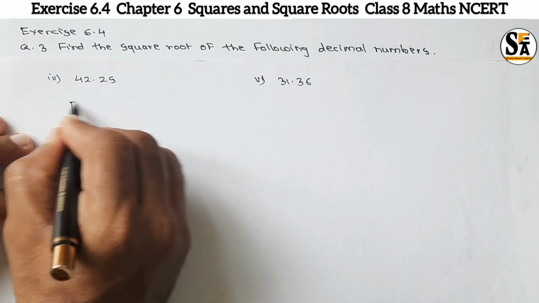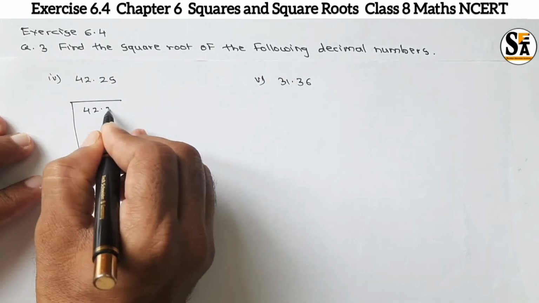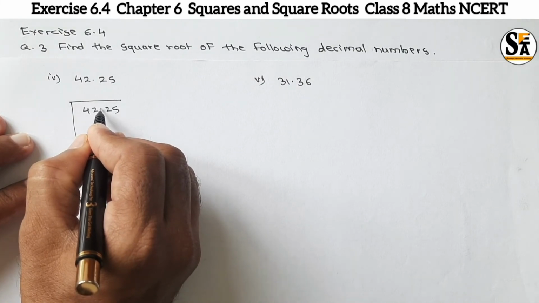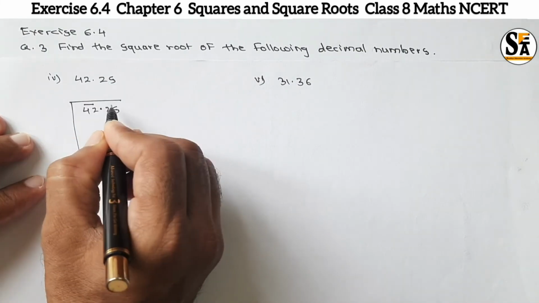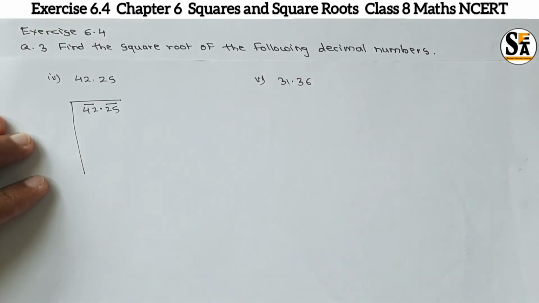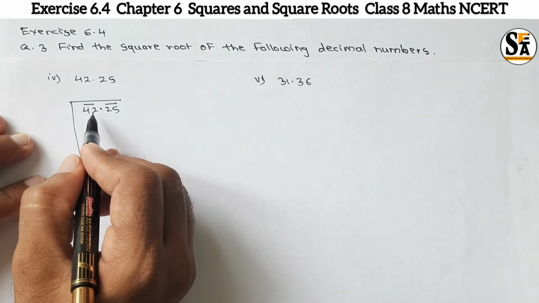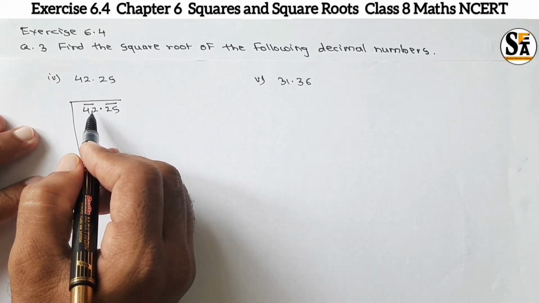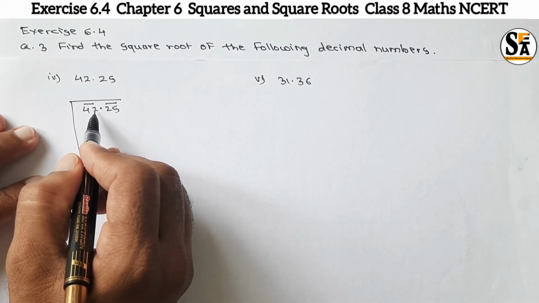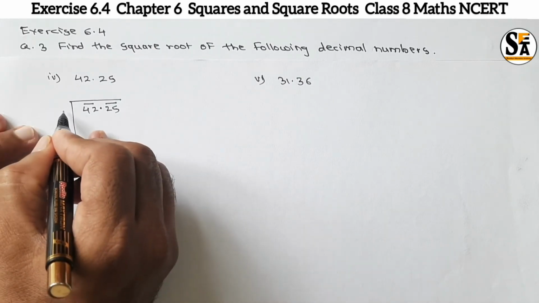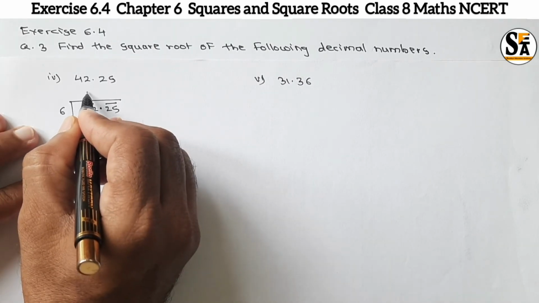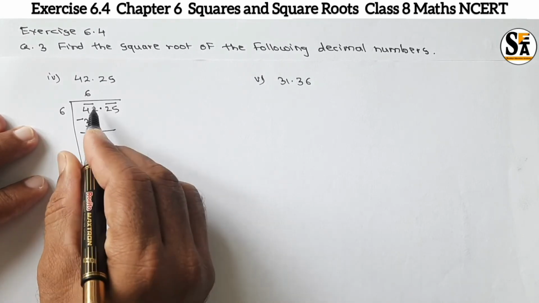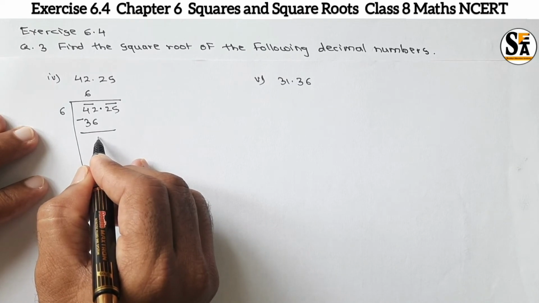Take this number in this format, 42.25. Make the group of 2 digits. Consider the decimal point. First group will be 42 and second will be 25. Now take this first group 42. Then the maximum square number which is less than this 42, that is 36. So 6 is, we can write here 6, 6 6 are 36. Take subtraction, we get 42 minus 36, that we get 6.